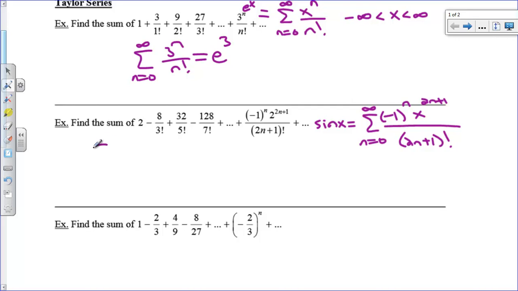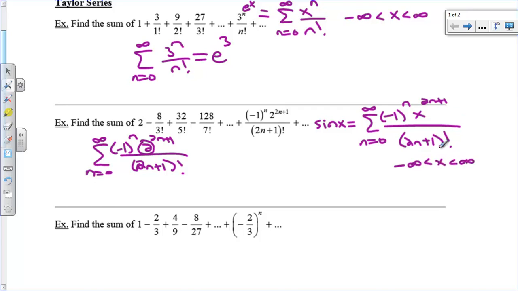So let's take a look at this general term. I've got an alternating series, 2 to the 2n plus 1 over 2n plus 1 factorial, starting from 0 to infinity. That's what this series is. So if you know what sine of x looks like, what has been replaced with the x? Oh, and by the way, this series over here is valid for all real numbers. So the x has been replaced with a 2, therefore this series will converge to the sine of 2.